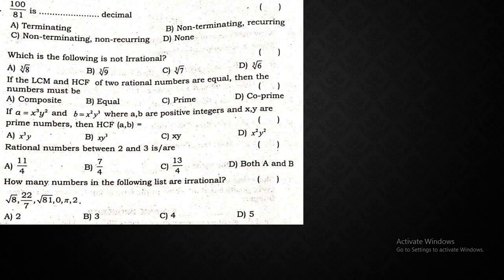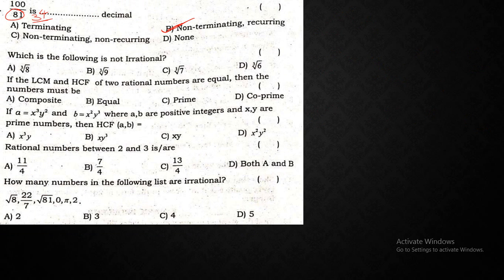Next, moving on to some more questions. 100 by 81. So 81 is nothing but 3 power 4, no? Clearly the denominator does not contain the form 2 power n or 5 power m, right? So clearly it is a non-terminating recurring decimal.